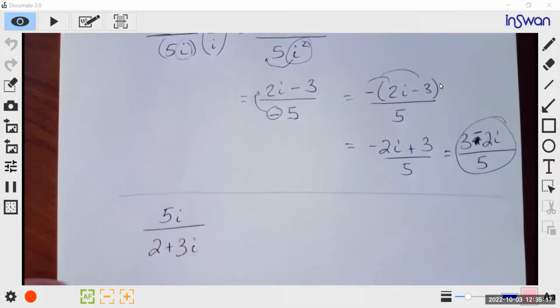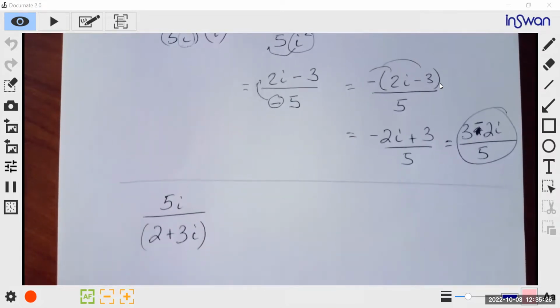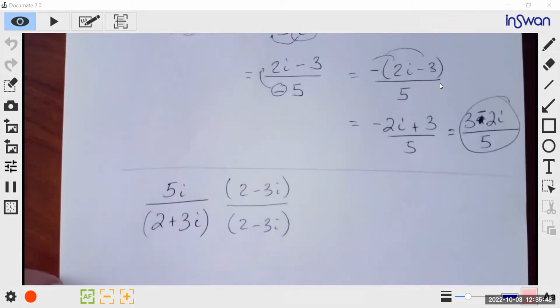If you have a binomial on the bottom, what do you do? No. It's called the conjugate, remember? What is the conjugate? You change the sign in front of the I term. So it's 2 plus 3I, so it's 2 minus 3I.